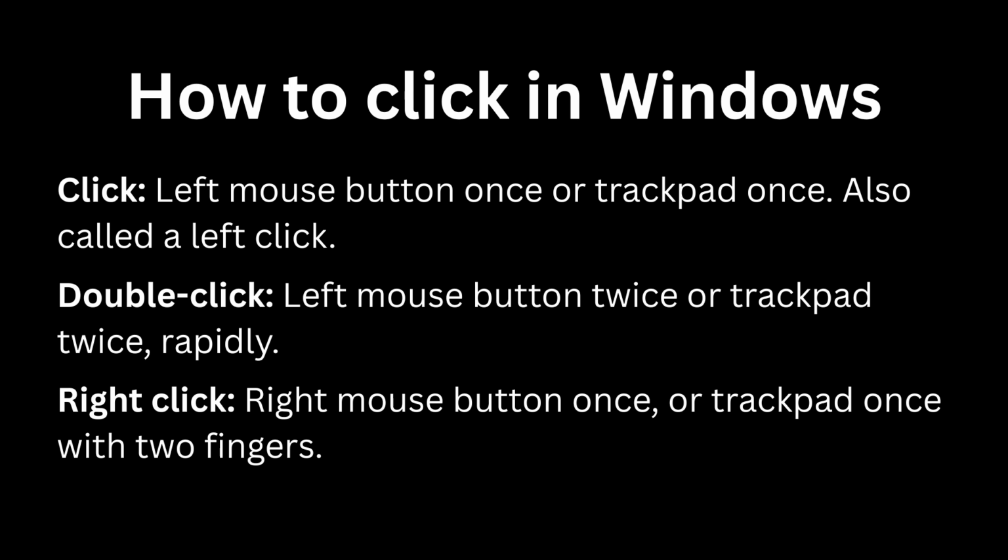A left click, also just called a click, means that you press the left mouse button once or press with one finger on the trackpad. You should press and release rapidly. If you hold it, then the computer won't recognize it as a click. A double click means you click the left mouse button twice, fairly rapidly in succession. If you're on a laptop, you rapidly click twice on the trackpad with one finger. A right click means you click the right mouse button once. On a trackpad, you can simulate a right click by pressing once with two fingers.